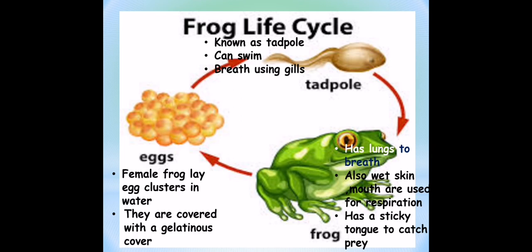Female frogs lay egg clusters in water and they are covered with a gelatinous cover. Nymph is called a tadpole. It can swim and it has gills to breathe. Adult frog has lungs to breathe. Also, it uses its wet skin and mouth for respiration. It has a sticky tongue to catch prey.